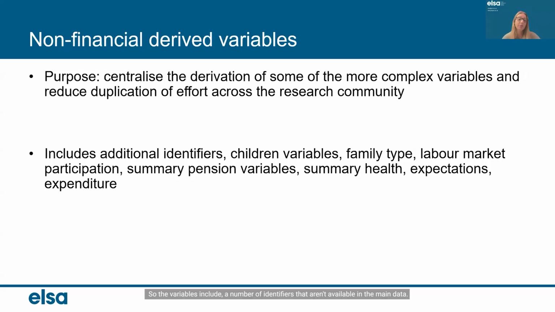So the variables include a number of identifiers that aren't available in the main data. That includes things like an identifier for a couple, tracking whether that couple remains a couple over time. It contains lots of information about children variables, which are quite complex, family type, labour market activity, pension summary variables, health summary, expectations and expenditure. They also include variables that take into account that for longitudinal data, not all questions are asked in every wave. So if we've already got information from a previous wave, we don't re-ask it.